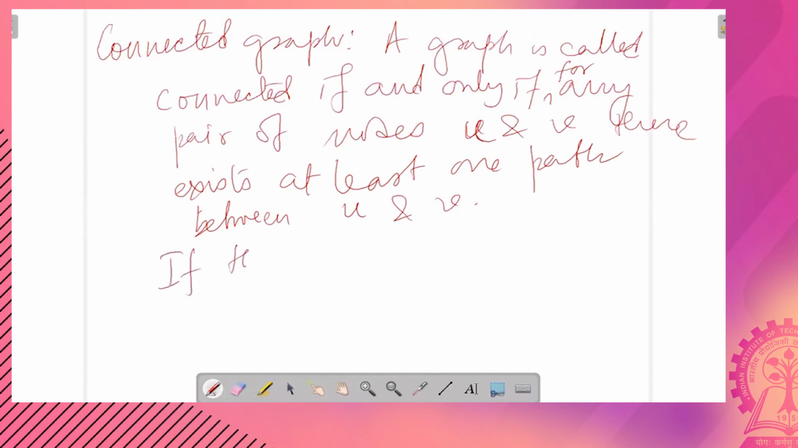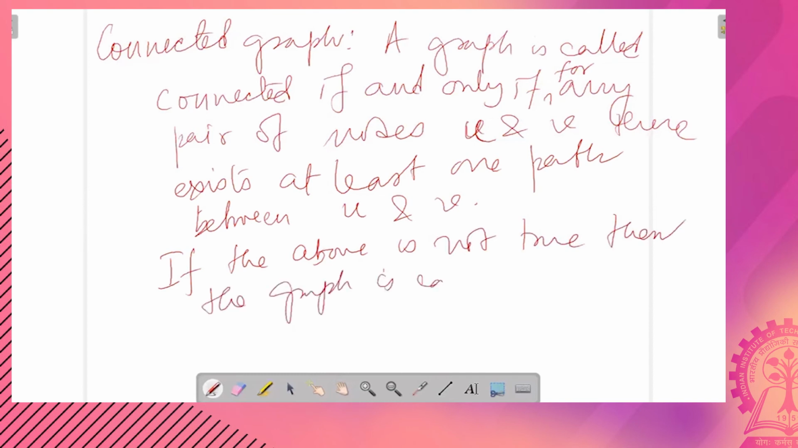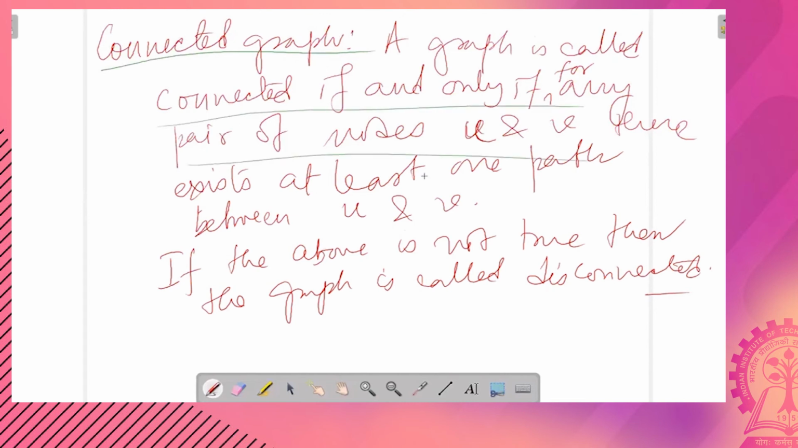If the above is not true, then the graph is called disconnected. So that is, between every pair of nodes, you should be able to find one path at least. Then such a graph is called a connected graph. So any pair of nodes you take up, you should be able to find at least one path between the pair of nodes. If that is not true, then the graph is disconnected.